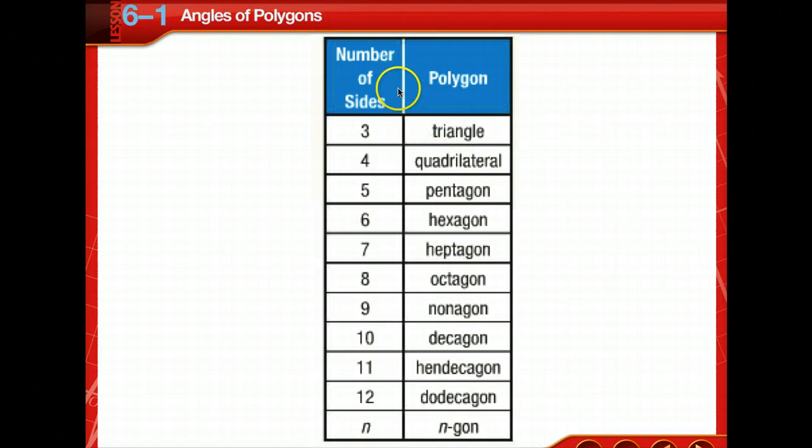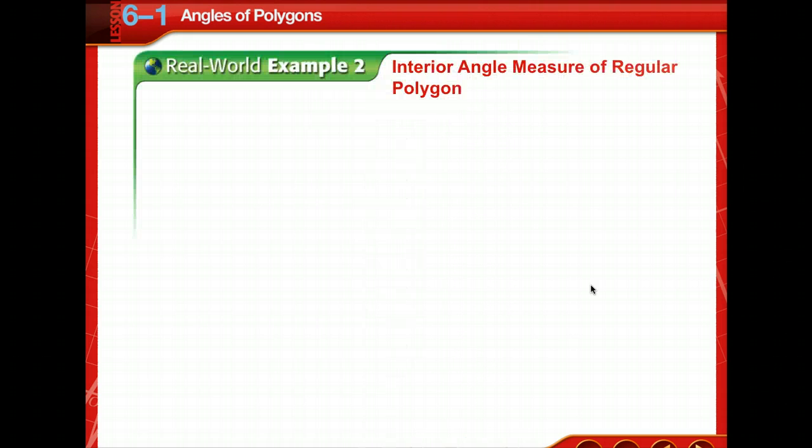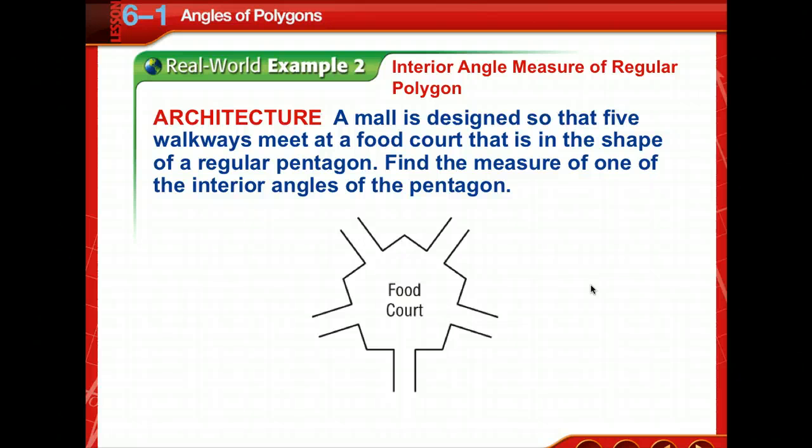Here's a quick chart of the number of sides and the type of polygon. So you might want to put this in your notes as well. Now recall from lesson 1-6 that in a regular polygon all of the interior angles are congruent. And you can use this fact and the polygon interior angle sum theorem to find the interior angle measure of any regular polygon.